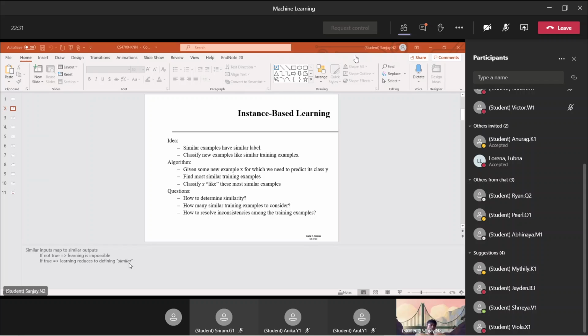If it's a classification algorithm, or if it's regression, we're clustering them around a certain numerical point. And so the questions are, how do we determine similarity? How many similar training examples do we consider? And how do we resolve inconsistencies or biases among the training examples? So these are three big questions based on the algorithm we proposed here. How do we figure out these three things to implement this algorithm?